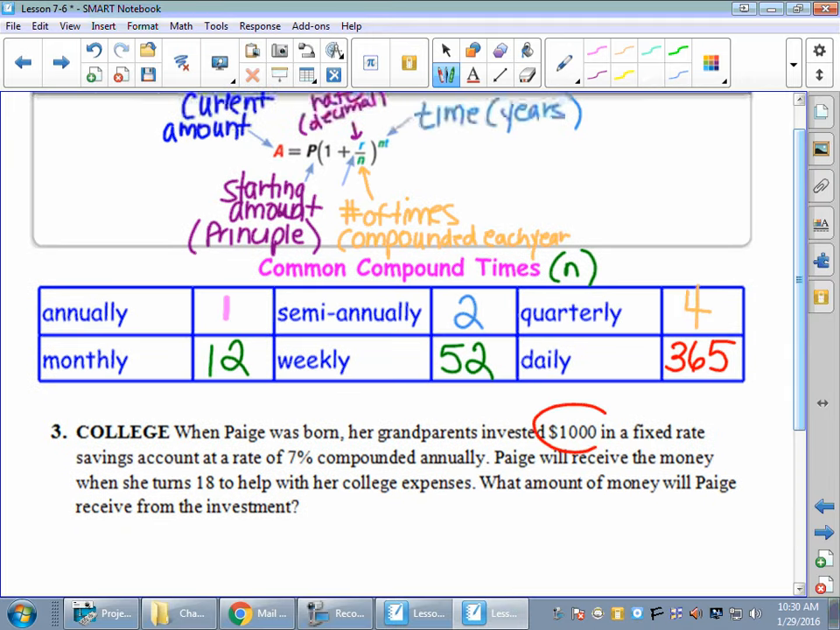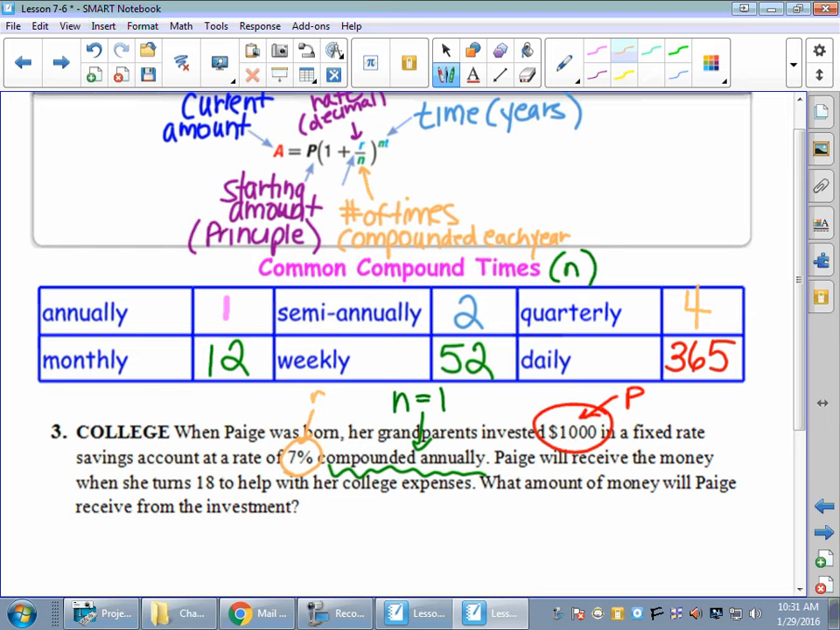This $1,000, her grandparents invested $1,000 in a savings account. Does everybody agree that that's got to be P? That's what our starting amount or our principal is. I've got 7%. Well, we all know what the percent is. That's going to be our rate. Here's a couple magic words right here. Compounded annually. So the compounding is our N. And what will our N value be if it's compounded annually? 1 time each year.